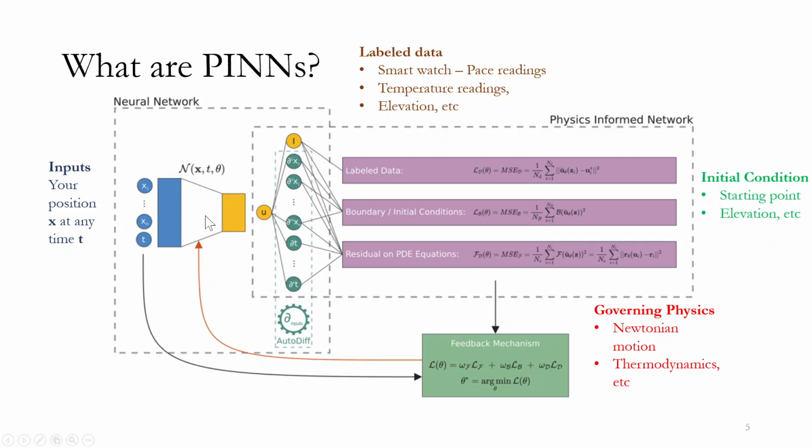So there is an input coordinate, there is a model backbone, there is an output, and the output then goes through certain functions which lead to different loss components. One is the label data, then you have your boundary conditions or initial conditions, then you have your PDE or governing equation residuals, which essentially embed your physics into the system.